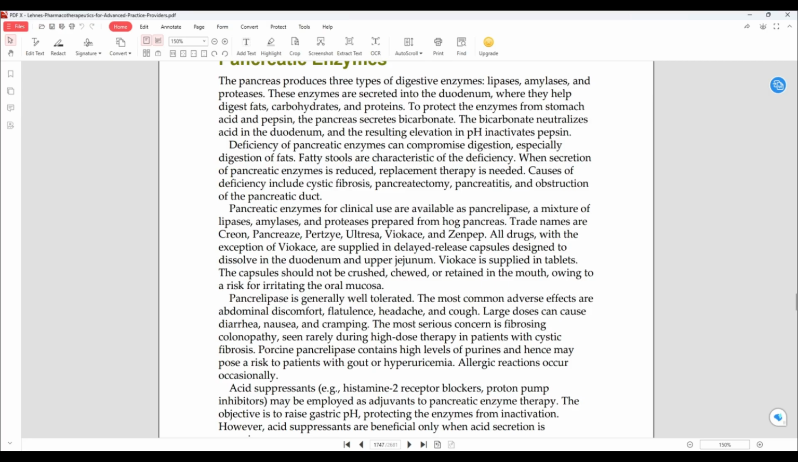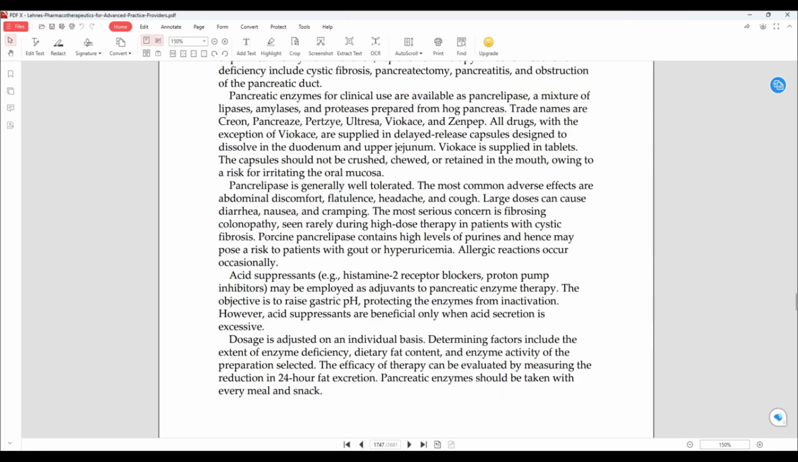Deficiencies of pancreatic enzymes can compromise digestion, especially digestion of fats. Fatty stools are characteristic of the deficiency. When secretion of pancreatic enzymes is reduced, replacement therapy is needed. Causes of deficiency include cystic fibrosis, pancreatectomy, pancreatitis, and obstruction of a pancreatic duct. Pancreatic enzymes for clinical use are available as pancreolipase, a mixture of lipases, amylases, and proteases, prepared from hog pancreas.